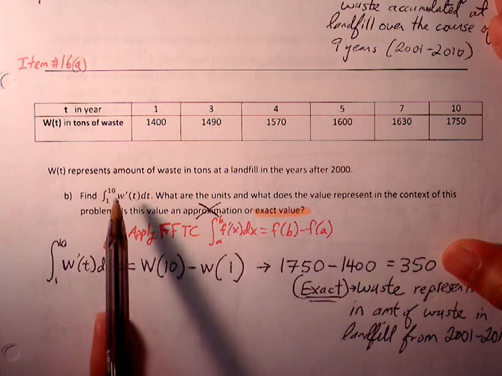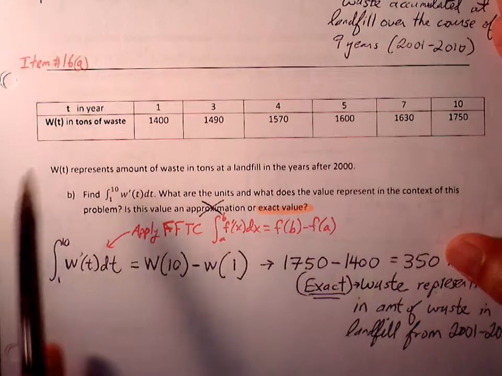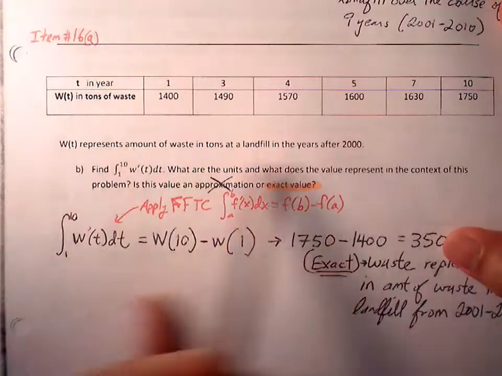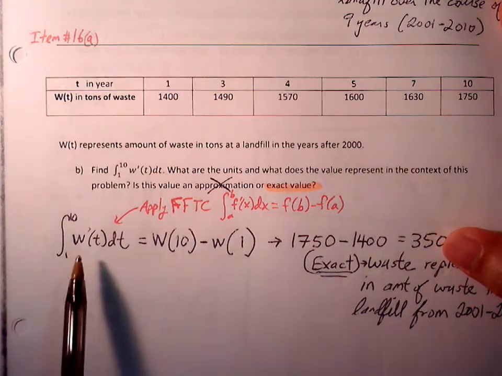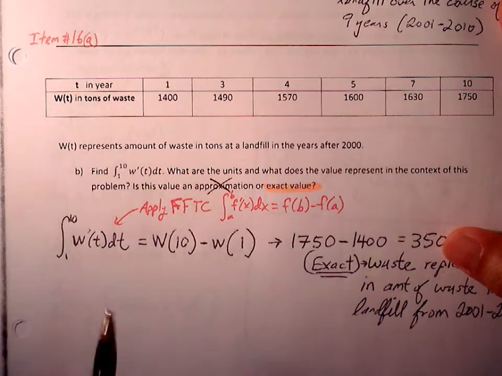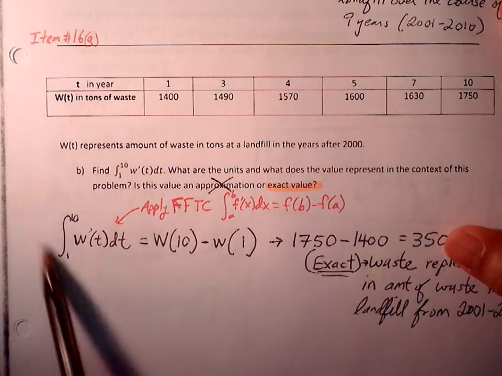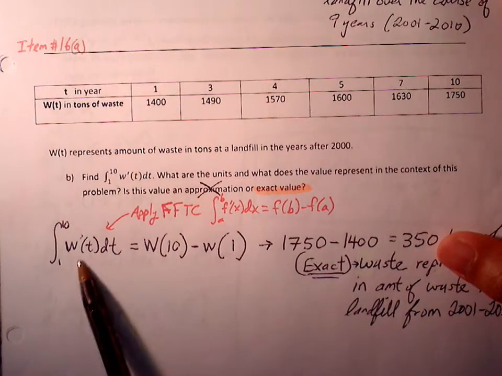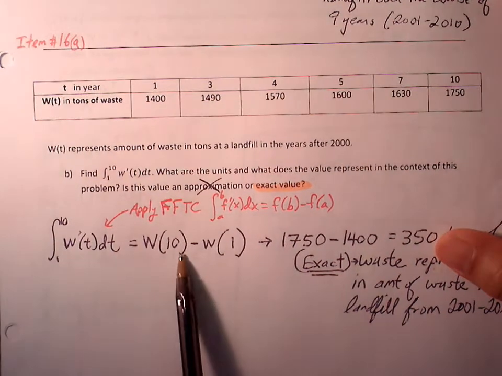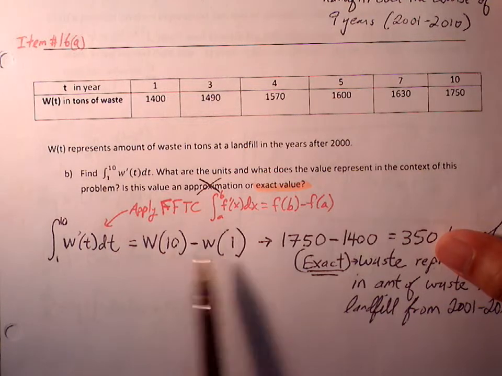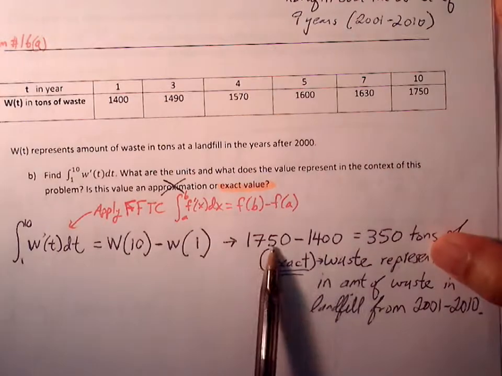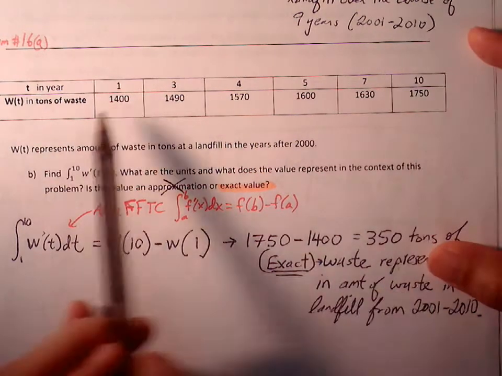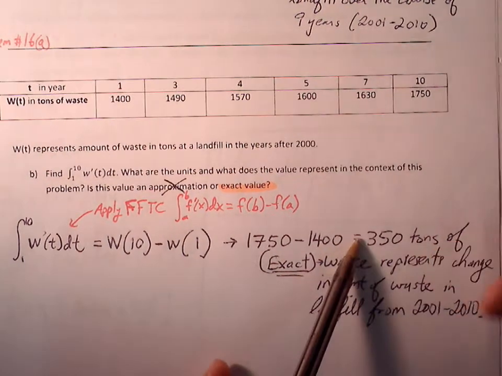So how do we do this then? What we need to do is we're not going to be able to use w prime because we have nothing here that is in terms of w prime. So we're going to move our w prime up a level to w of t. So we're going to go through our antiderivative step. W prime becomes w of t, and then we do w of 10 minus w of 1. And now we have something that we can use from the table. 1750 minus 1400, that gives us 350 tons.